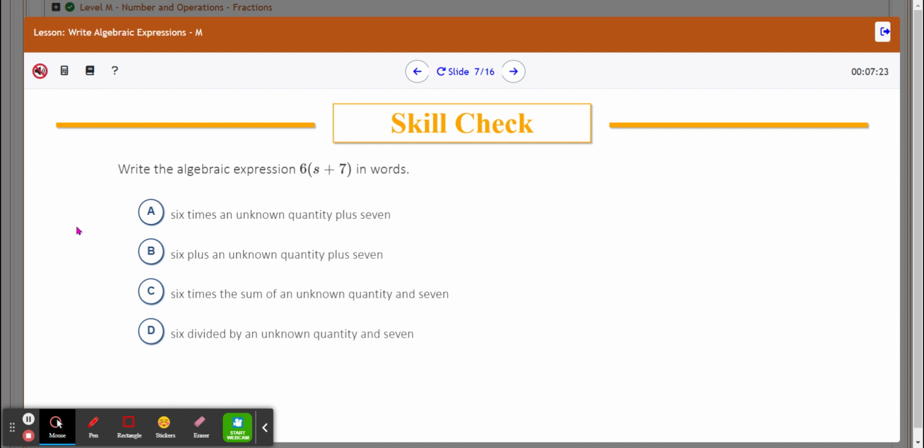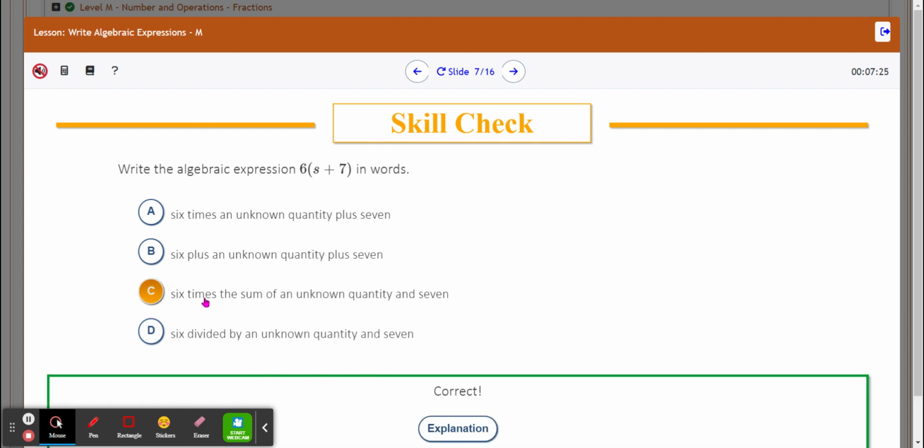And if we look at our answers, here, 6 times the sum of an unknown quantity, s is our unknown quantity, and 7. So we have the sum of an unknown quantity and 7, s plus 7, 6 times that.